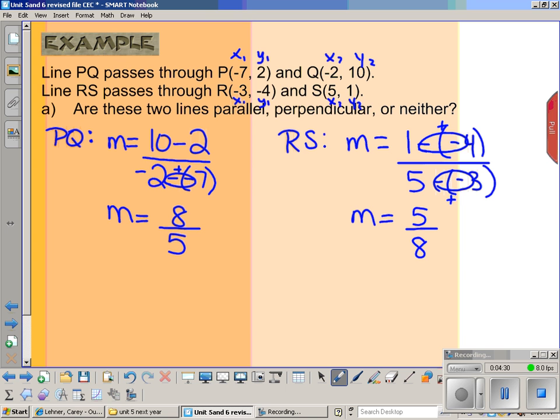Let's compare these slopes to determine if they're parallel, perpendicular, or neither. Parallel means they need to be exactly the same. They're not. Perpendicular means they need to be negative reciprocals. They are reciprocals, they are flipped, but they're not opposite signs. So they're not perpendicular. That means they are neither.